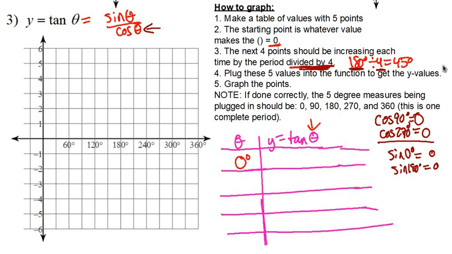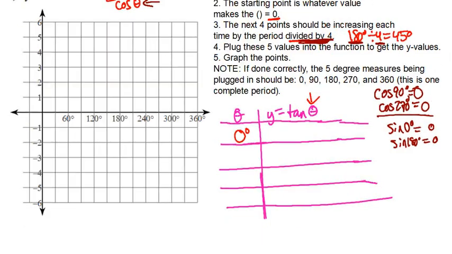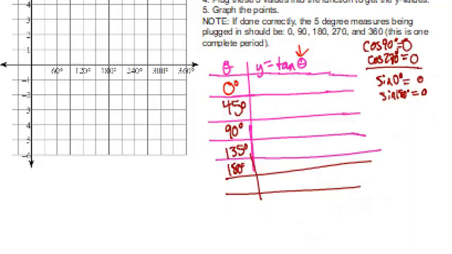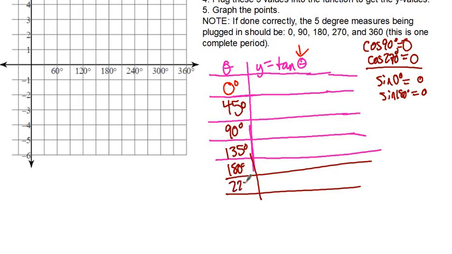So 180 divided by 4 is 45. And we'll graph several of these just so you can see how it looks. So we'll increase by 45 each time. That means 90 and 135 and 180. And that's a complete period. Let's do a couple more after that just so we can get a really solid picture. So 225 and then 270, and that's good enough.